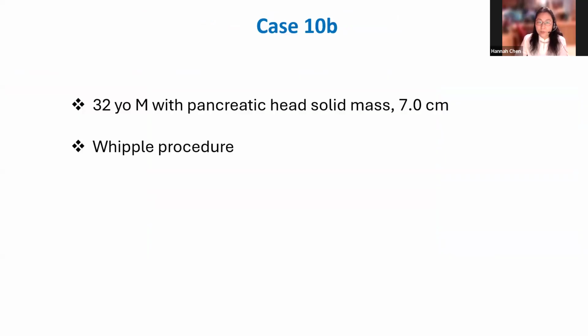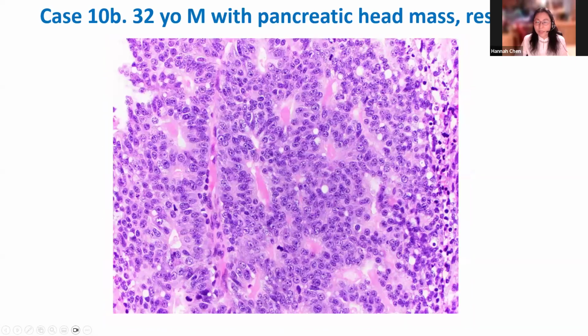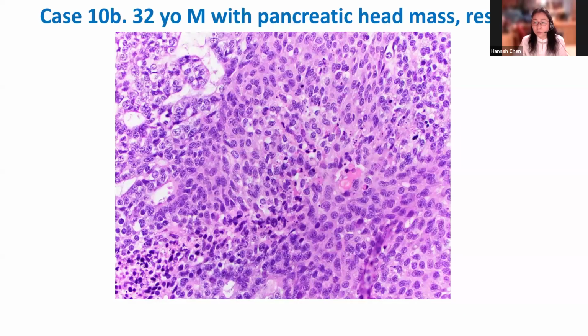Another case, a 32-year-old male with a 7.0 centimeter pancreatic head solid mass. The patient went through a Whipple procedure. This is a representative histology. You can see some areas with morphology like this, and some areas with morphology like this, looking like squamoid component. And this area could be acinar cell carcinoma, ACC component, or NET component, and here shows squamoid component. This is the diagnosis of pancreatoblastoma.